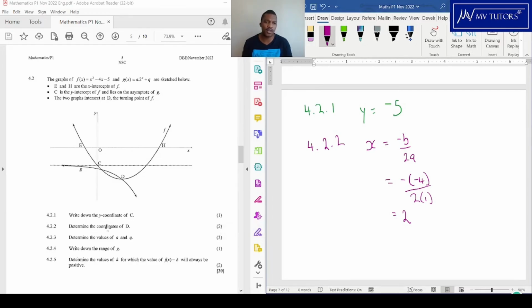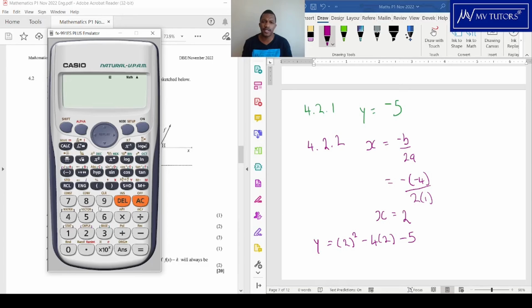Remember, they want the coordinate as x and y. So to get the y value, we have to substitute this x value into the original equation. So it's going to be 2 squared minus 4 times 2 minus 5. Let's put that in a calculator. Okay, so we have 2 squared minus 4 times 2 minus 5.